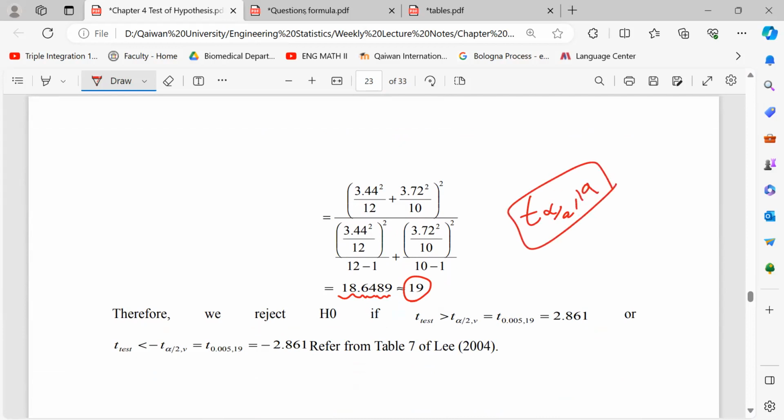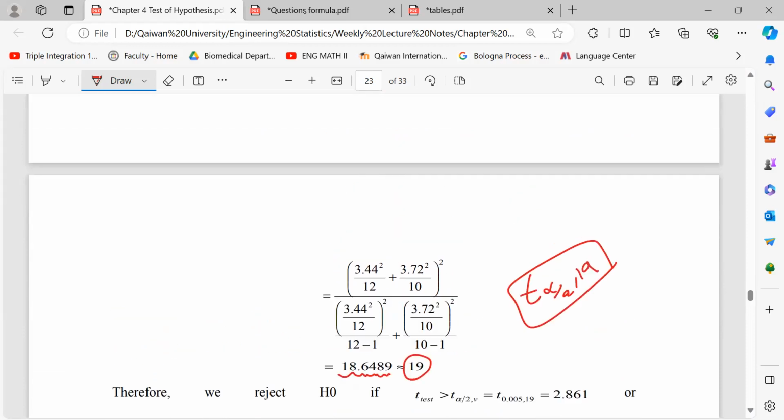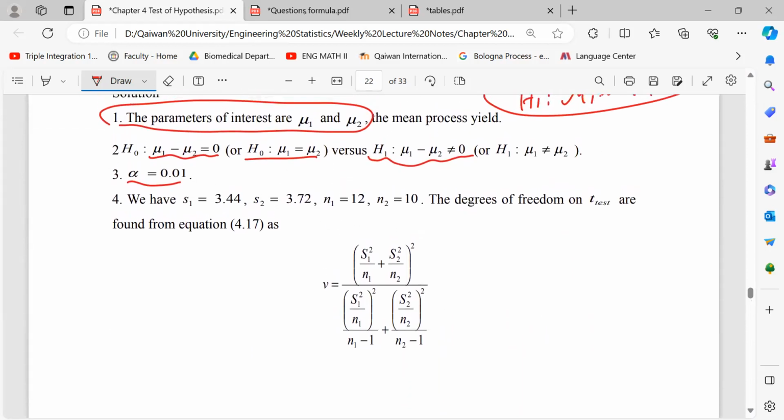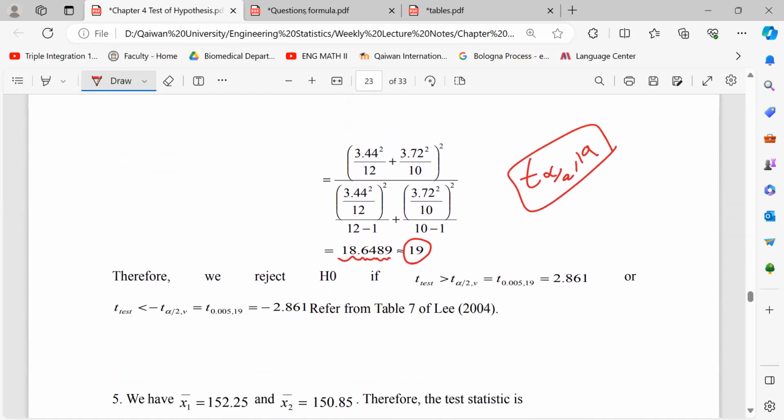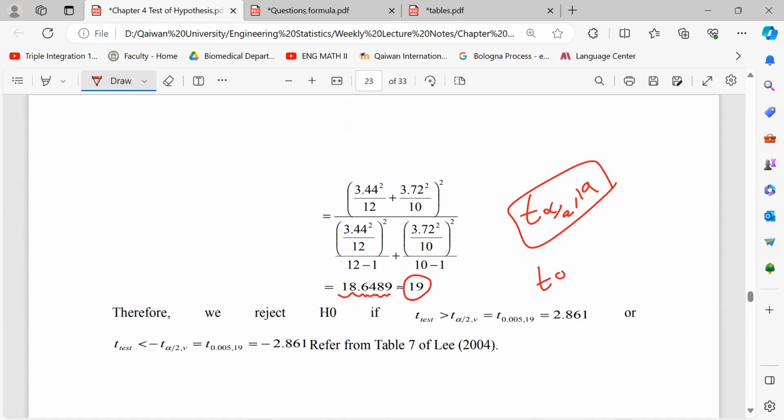What's alpha? We found it. It is 0.01. 0.01 divided by 2 is 0.005. We need to find T of 0.005 and 19.